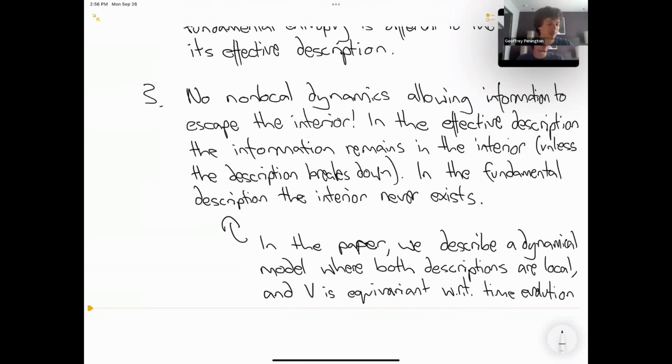And we have a holographic map V relating the two. That map is equivariant with respect to time evolution. As in, if I do time evolution in the effective field theory, it's the same as time evolution in the fundamental theory. And everything's consistent, and the information escapes in the fundamental description. It's in the interior in the effective one. And yeah, there's no problem.